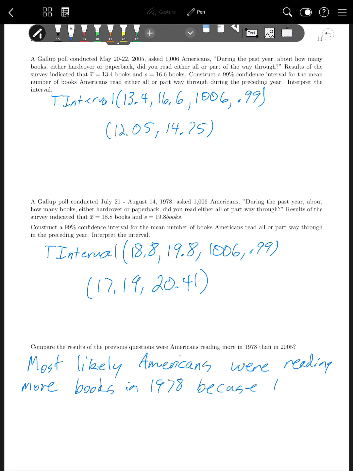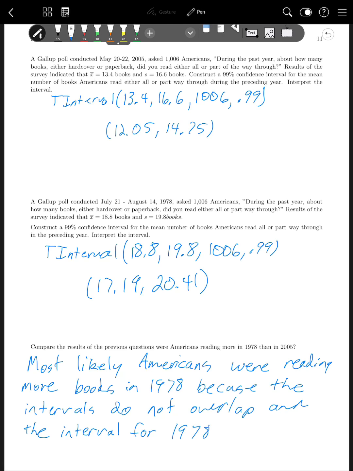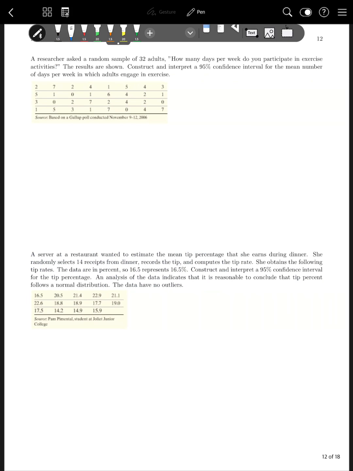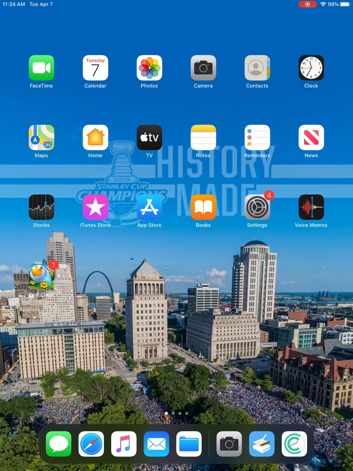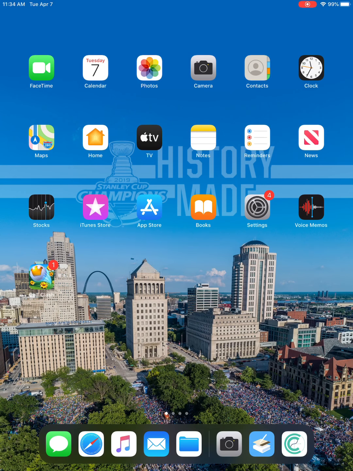So we can say that most likely Americans were reading more books in 1978 because the intervals do not overlap, and the interval for 1978 is higher. Okay, so that's the idea.